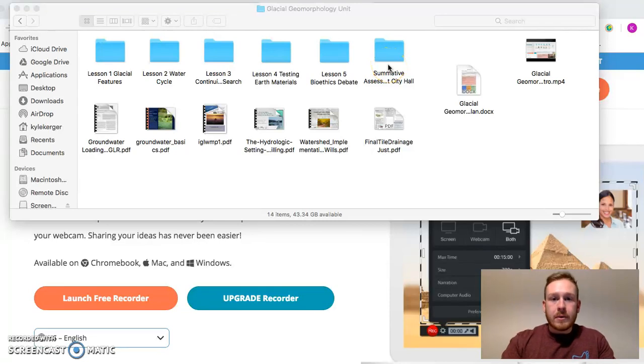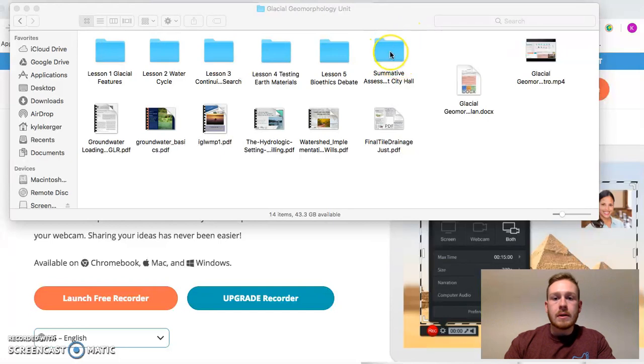All right, we finally reached the last lesson in the Glacial Geomorphology unit. This lesson is a summative assessment that's really a collection of everything that has been done leading up to it, the 6 lessons that I've put together for you, plus all of the supplemental lessons that you'll have to put together to connect some of them. This is the one between this and lesson 5, which was the bioethics debate.